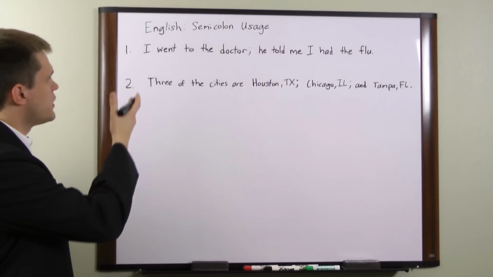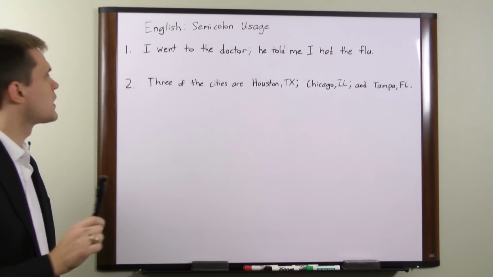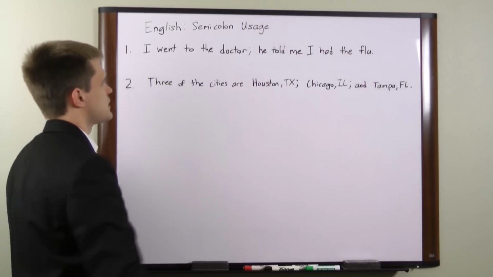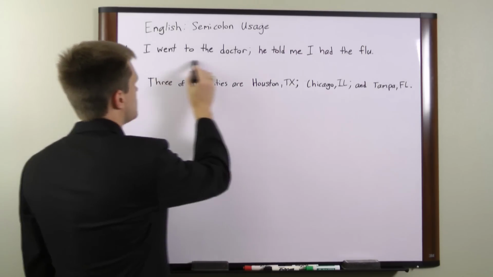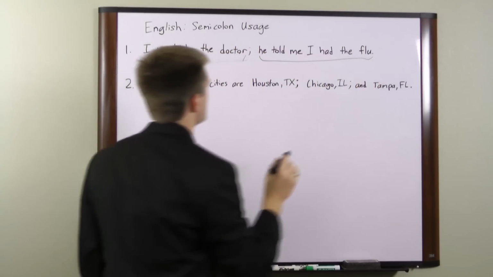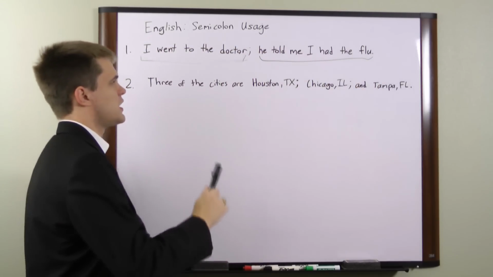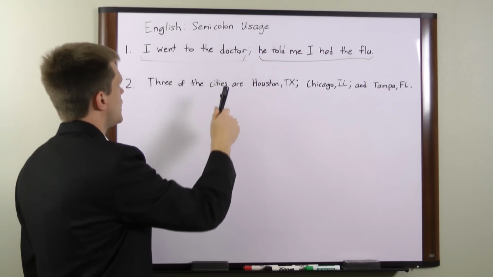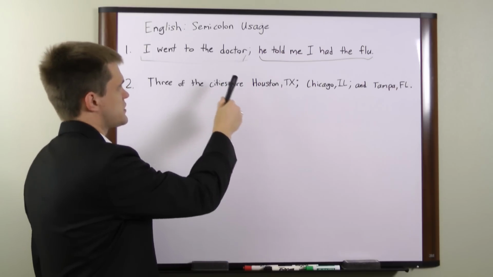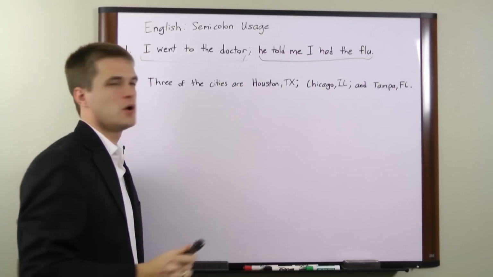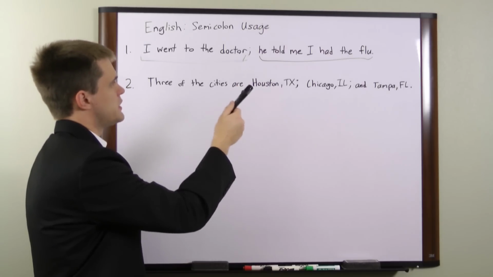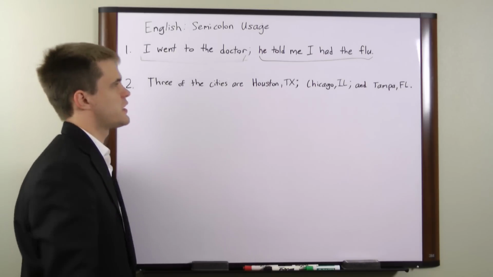Here we have one example sentence for each usage. In this first one, we have two independent clauses separated by a semicolon. So each of these clauses could stand on its own as a sentence, but we've chosen to combine them into a single sentence, and we do so with a semicolon. It's proper to use a semicolon in this sentence because the two phrases, I went to the doctor and he told me I had the flu, are very closely related to one another. Hearing that you have the flu is a direct result of going to the doctor.